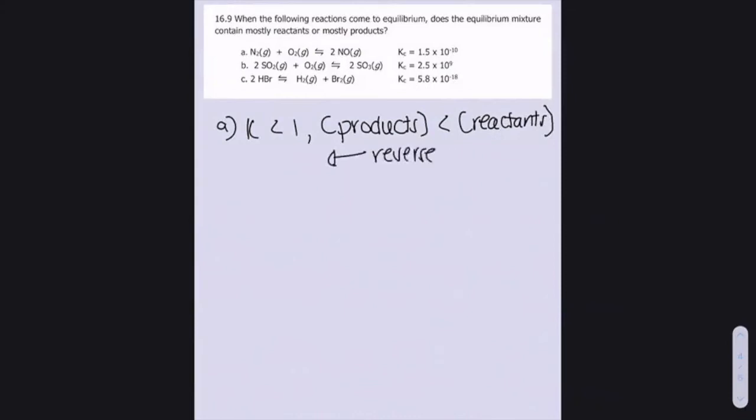So when we look at the value of K, we see that K equals 1.5 times 10 to the negative 10. So K is less than 1. And we know that if K is less than 1, then the concentration of the products is less than the concentration of the reactants. And if that's the case, this drives the reaction in the reverse direction. And if this reaction goes in the reverse direction, ultimately it produces more reactants.